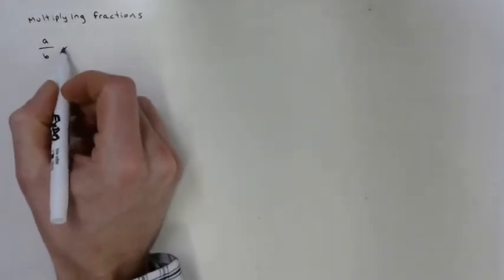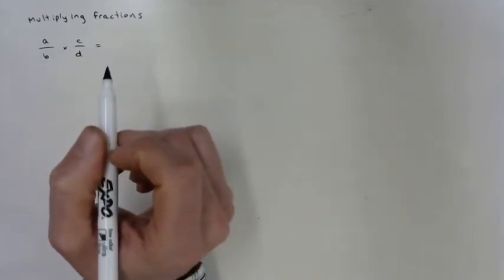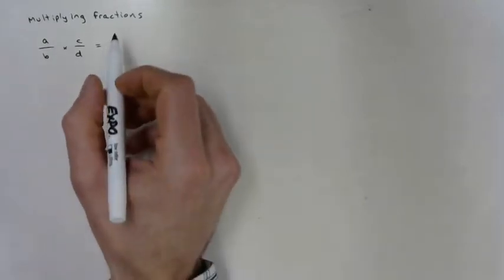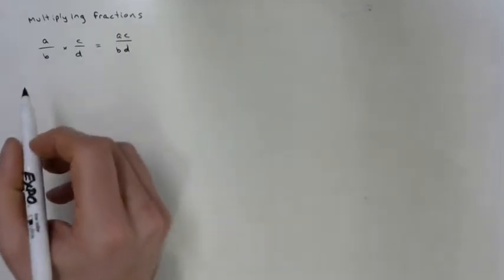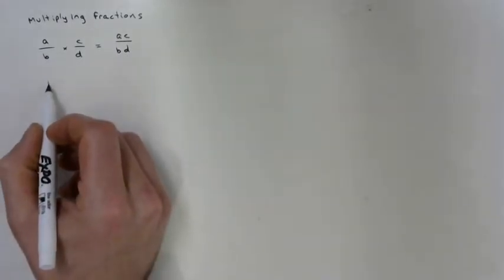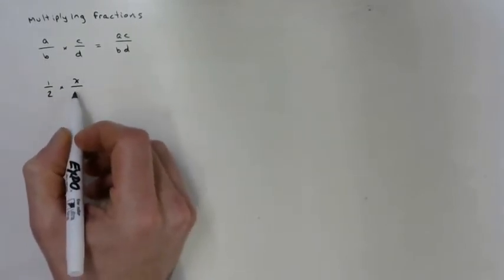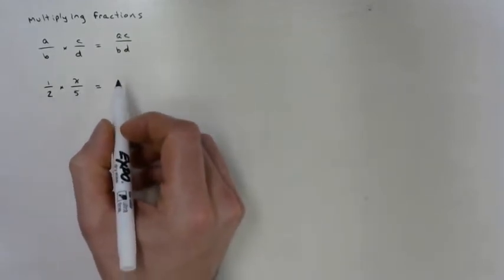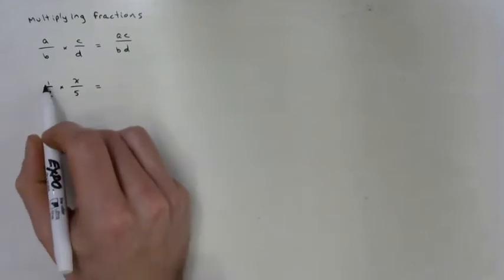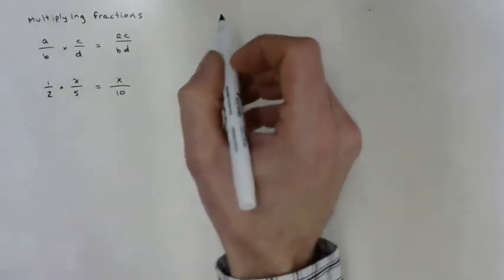If you have A over B times C over D, you just do it. Cross multiply? No, you just do it. Top times top, bottom times bottom. So it's AC over BD. Okay? So if you had 1/2 of x over 5, you'd have x divided by 10. 1 times x is x. 2 times 5 is 10. That's just a really simple example for us.